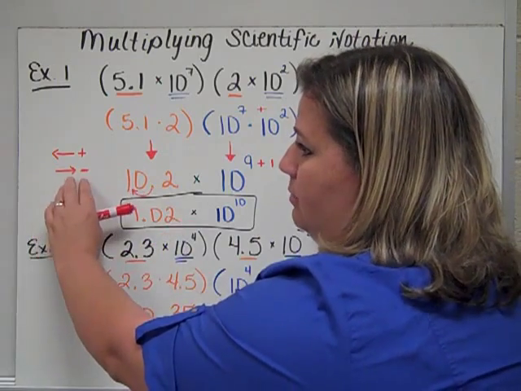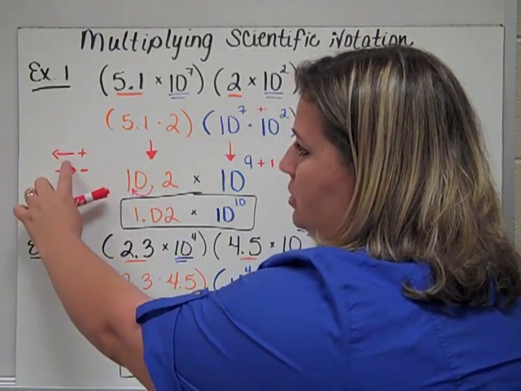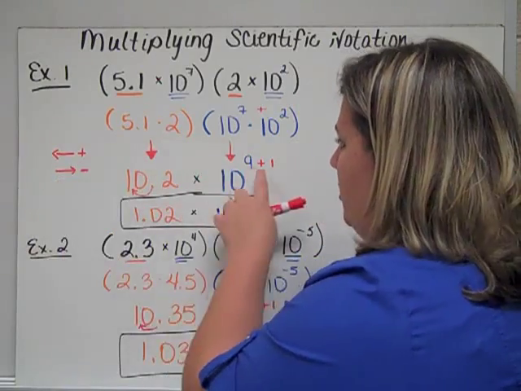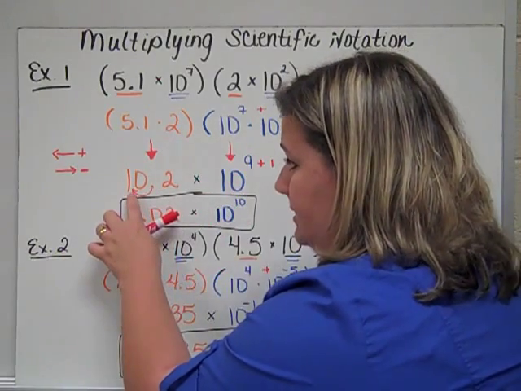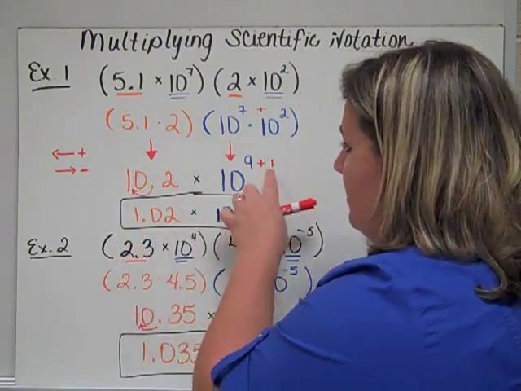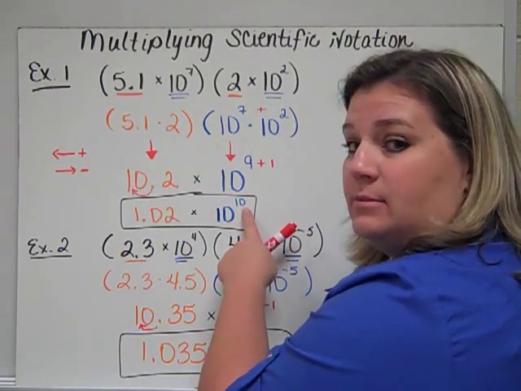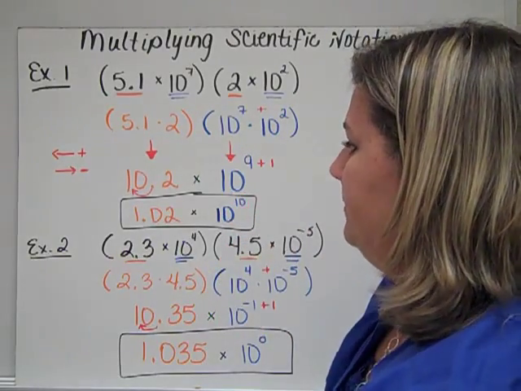And remember, I said in Vic number 4 that if you have to move it to the left, what are we going to do to the exponent? We have to add. So I moved it one place to put it in correct form. That means I have to add 1 to that decimal. And then that is my final answer.